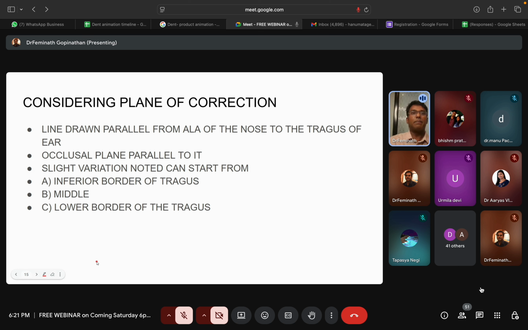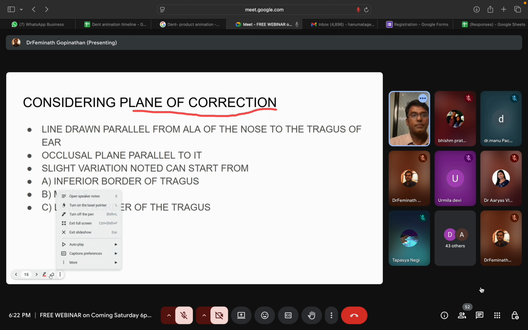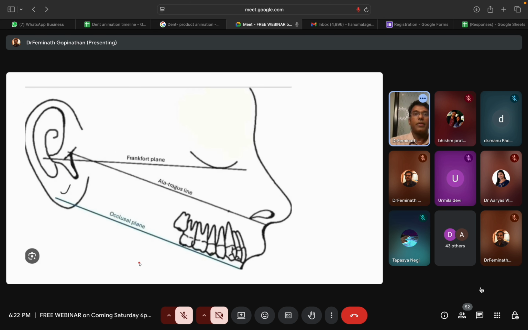Now considering the plane of correction, this is called the plane of Camper. This is the line which is drawn parallel from the ala of the nose to the tragus of the ear. So basically, always ensure that the occlusal plane is parallel to this line. This is known as the plane of Camper. Now this is the ala tragus line. You can see the ala of the nose to the tragus.